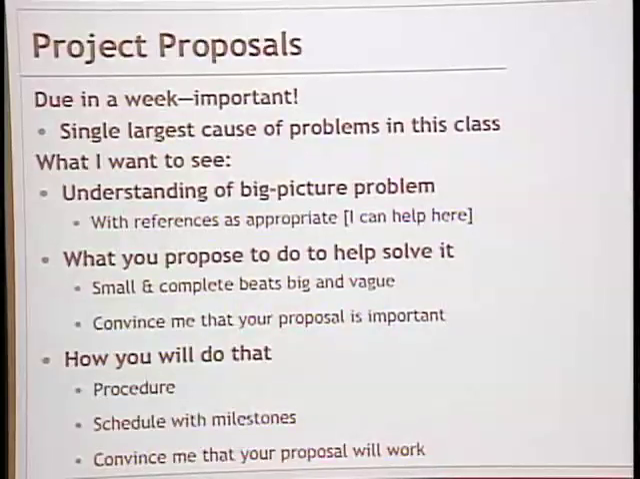This is another slide from a different year about what I want to see in a proposal. So I would say it's all the same points I just said. If there's anything new there, I've expressed it in entirely different words.